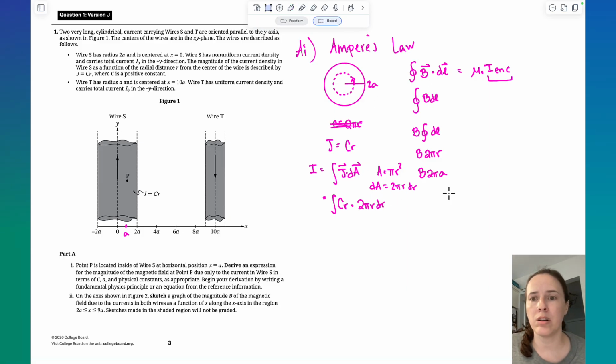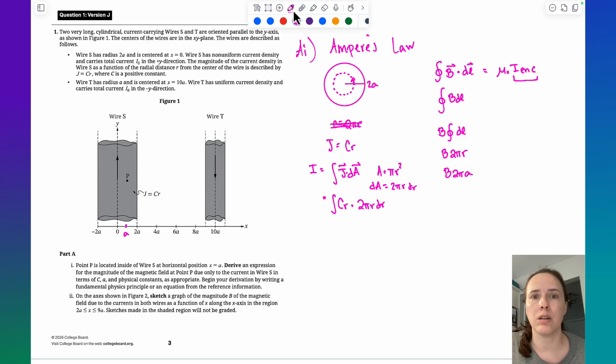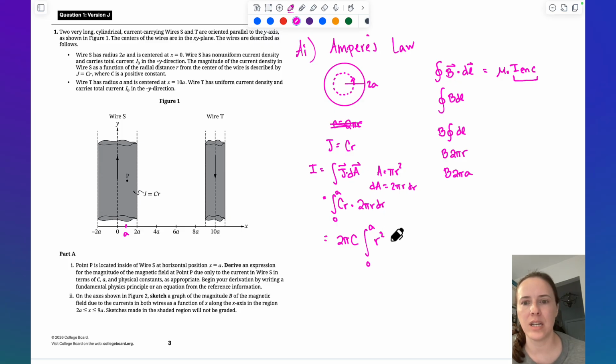And I'm integrating from 0 to the radius I care about, which is going to be 0 to a. 2 pi is constant. C is constant. So we're going 0 to a. That leaves me behind an r squared dr inside. We're going to integrate that.